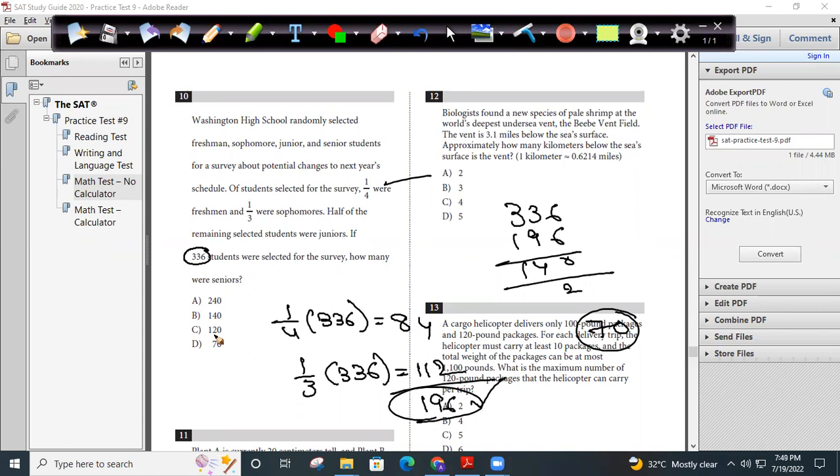Now the remaining total students is 336 subtract 196. Remaining are juniors plus seniors. Out of them 50% are juniors. So the remaining 50% should be seniors. 50 by 100 is half. That is 140 by 2, which is 70. That is why I'll get D as my answer.